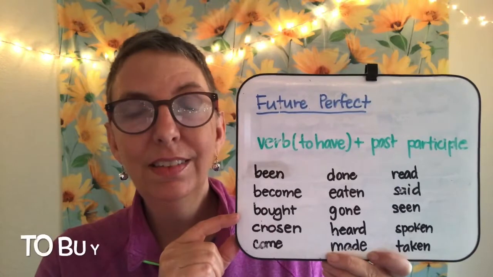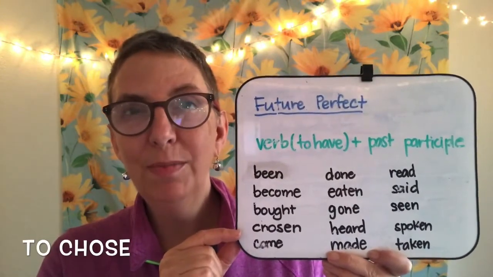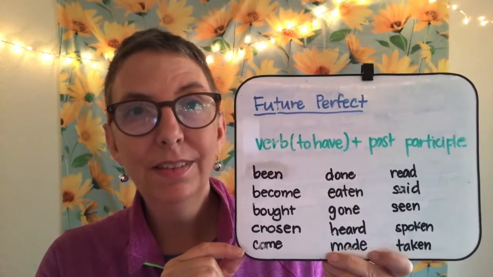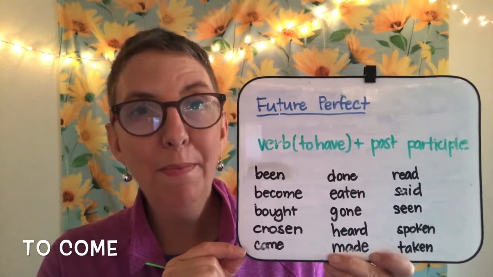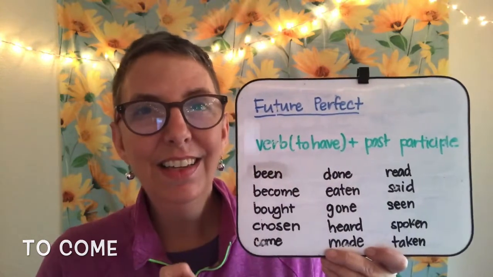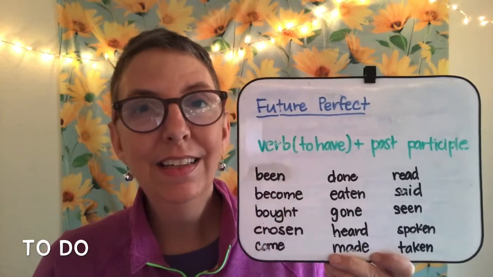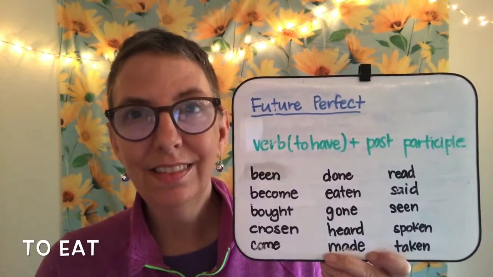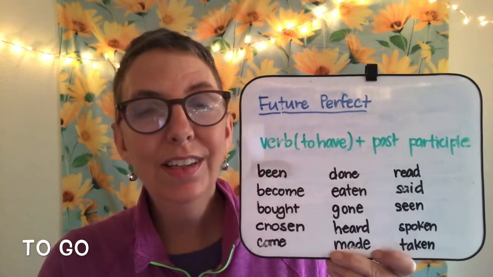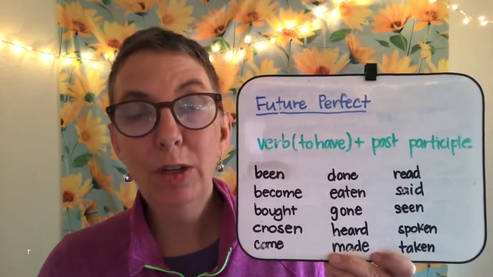Bought is from to buy. Chosen comes from to choose. Come is from to come. It's similar to become. Done is from to do. Eaten is from to eat. Gone is from to go. Heard is from to hear. Made is from to make.